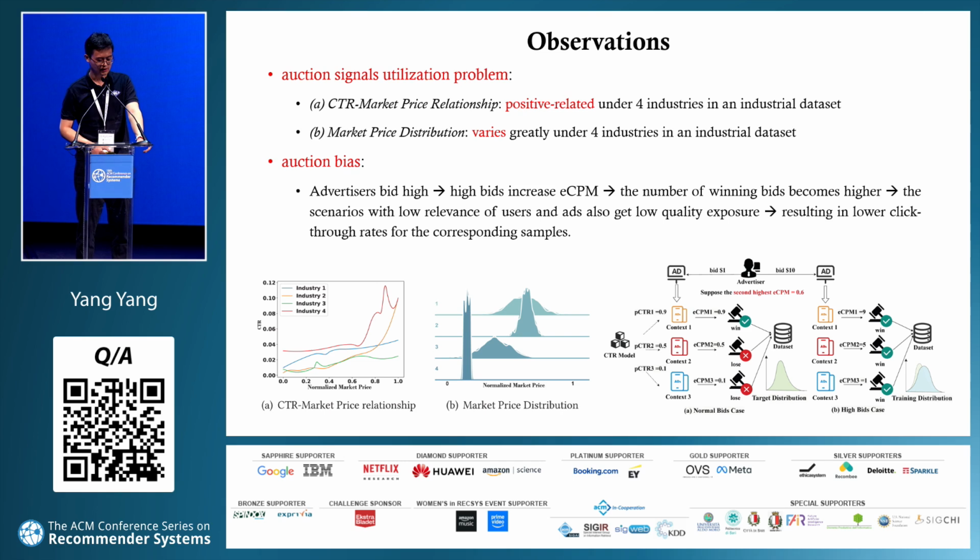Then we have some key observations. Firstly, CTR and market price are somewhat positively related, according to our industrial experience. Secondly, market price distribution varies greatly across four industries in our industrial dataset. And then we discovered auction bias. When the advertisers bid high, it will lead to some bias in the training sample data.